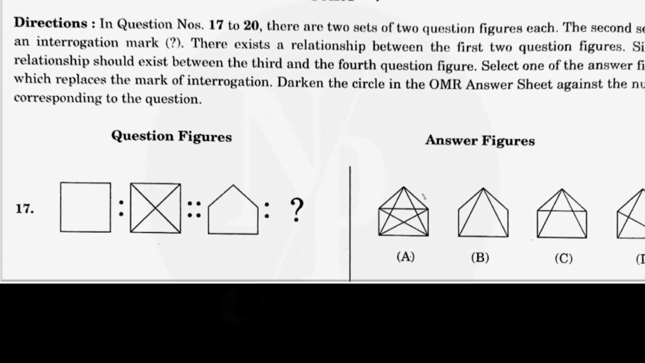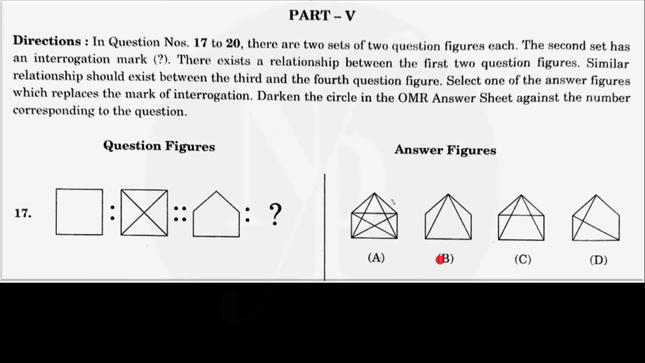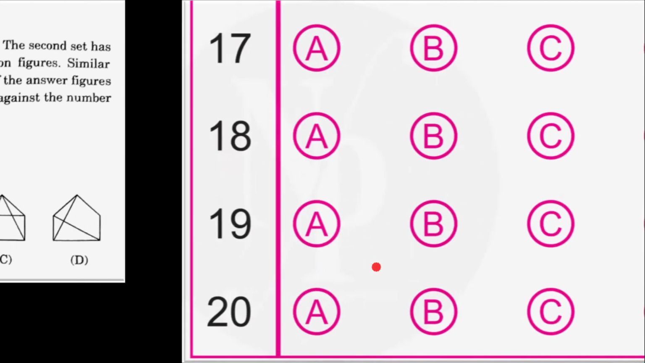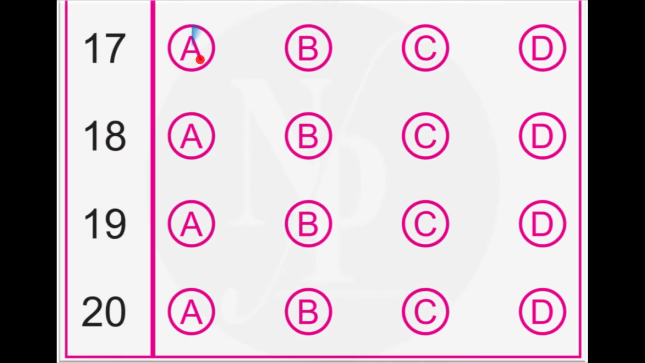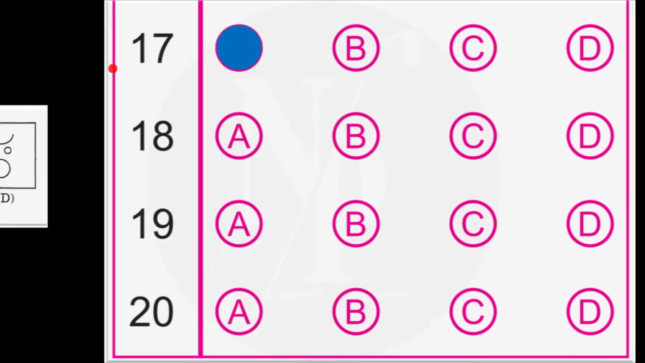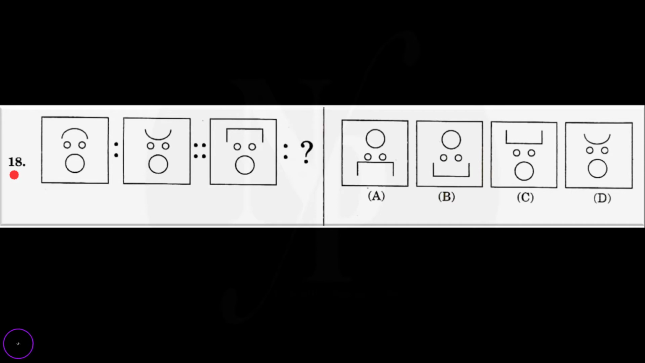Looking at the answer figures, in all the answer figures A, B, C and D, we find pentagons. But only in answer figure A, we find all the diagonals are drawn to the pentagon. Whereas in answer figures B, C and D, we see all possible diagonals are not drawn to these pentagons. So answer figure A is the correct answer for this question. We mark answer option A as the correct answer for question number 17 on the OMR answer sheet and move to the next question. Question number 18.